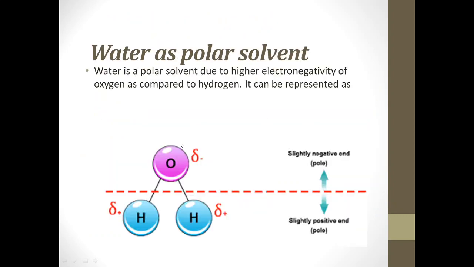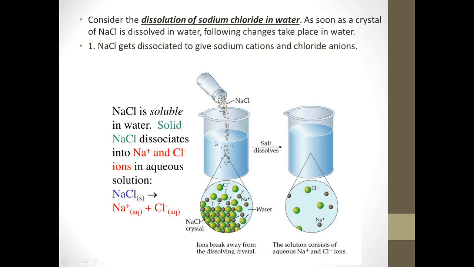Water is a polar solvent because of the higher electronegativity of oxygen as compared to hydrogen. As we all know, hydrogen has less electronegativity than oxygen, so hydrogen carries a partial positive charge and oxygen carries a partial negative charge, and two poles are generated: one is the positive pole and the other is the negative pole. Now we will consider the dissolution of sodium chloride in water to understand the solvation process.